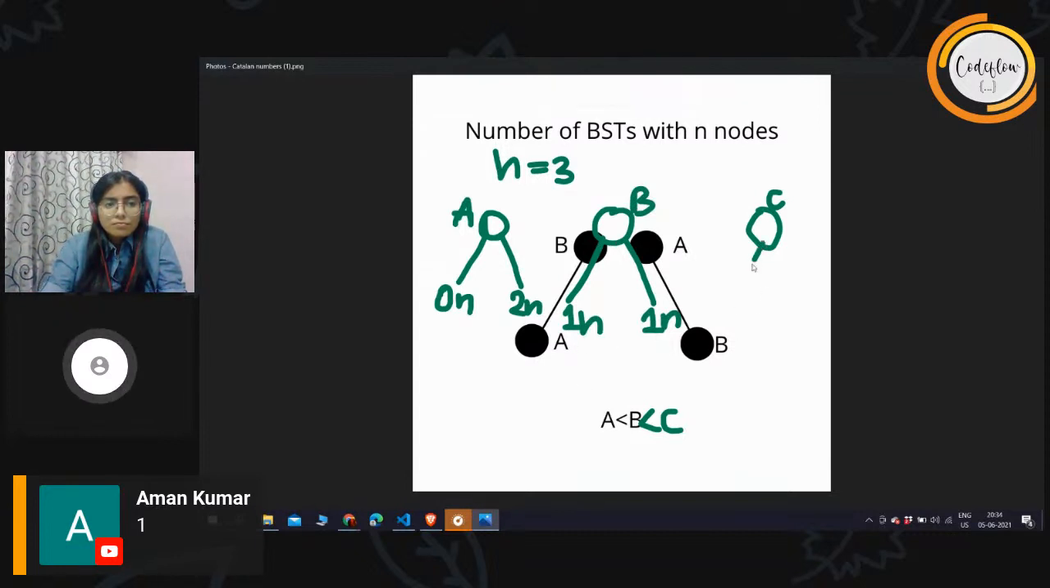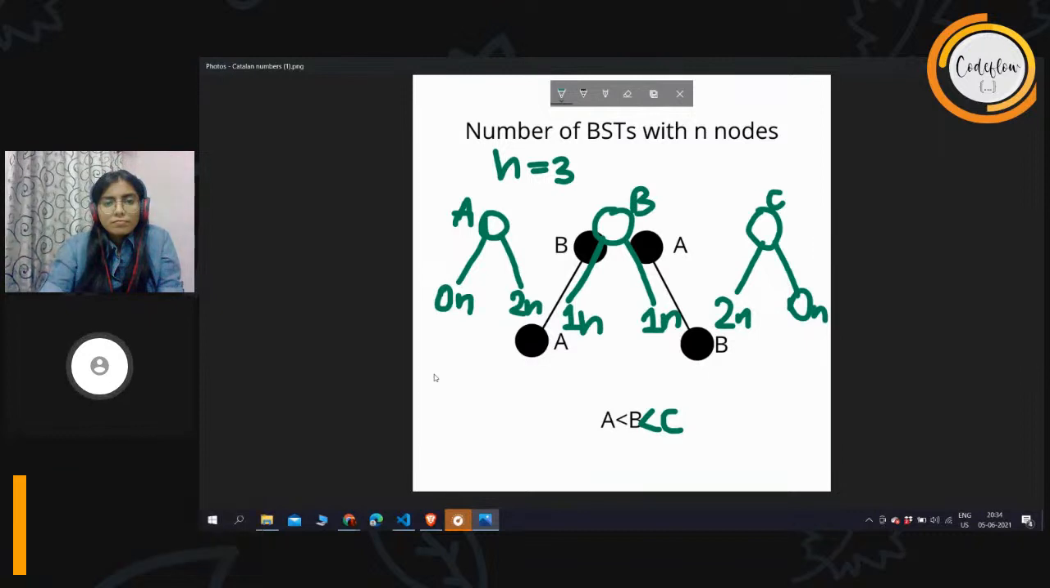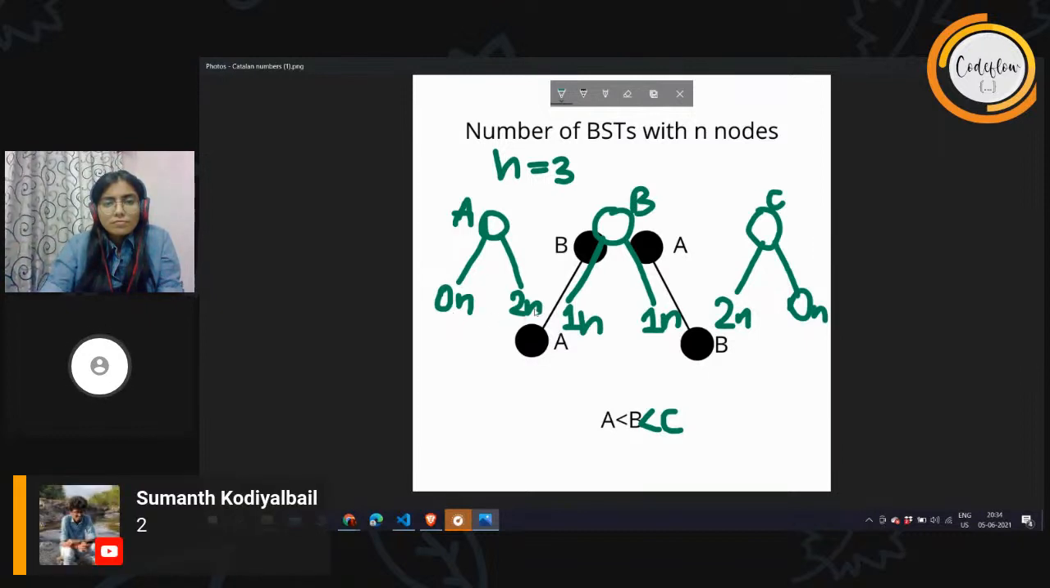Now, can you tell me the number of nodes to the left of C? 2 nodes, right? And over here I will have 0 nodes, right? Now can you see something? What you have to do? Nothing. No brain teaser over here. Whatever number is coming on the left and right, just write it.